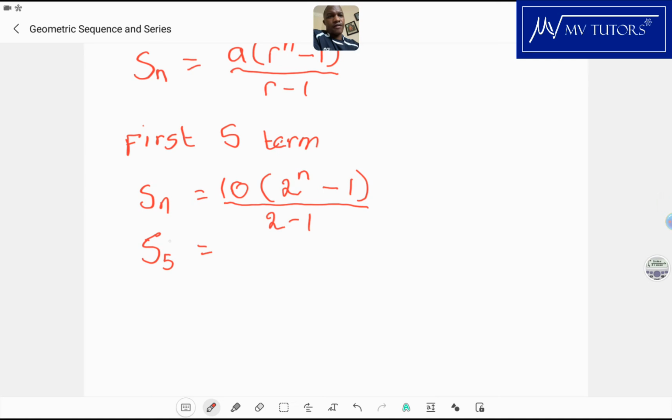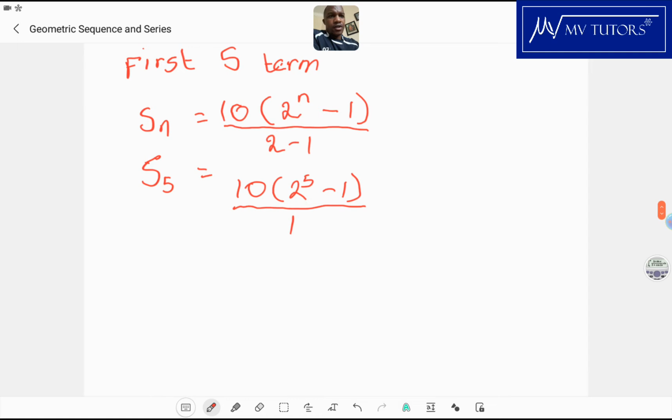Okay, so instead of n, we will put 5 this time. So it's 10, 2 to the power 5 minus 1, divided by 2 minus 1, which is just 1. Then we can continue. We'll say 10 times 2 to the power 5, I think it's 32, if I'm not mistaken. So it's 10 times 32, which is 320. So if you add the first 5 terms, you will get 320. Okay, so that's it.